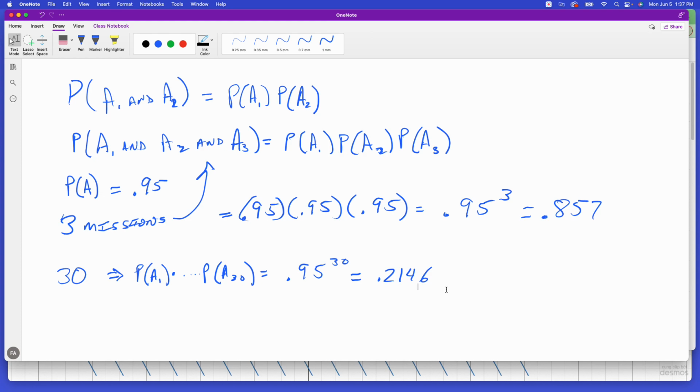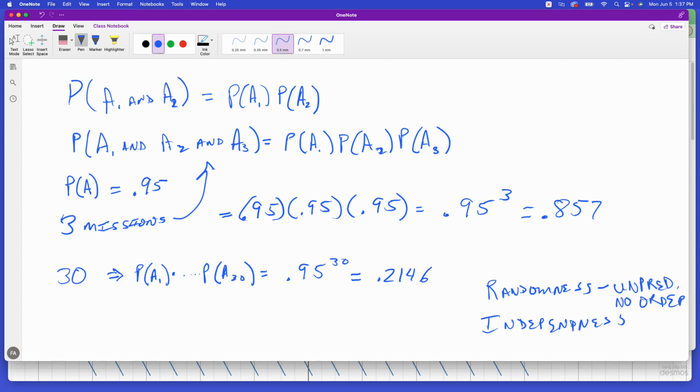Now, of course, the other part of this is the idea of the randomness that plays into this. And also keep in mind, let's talk about the independence of this as well. Okay, we'll talk about both of these in turn. Randomness means that it is, by its nature, unpredictable. There is no order to the next outcome.